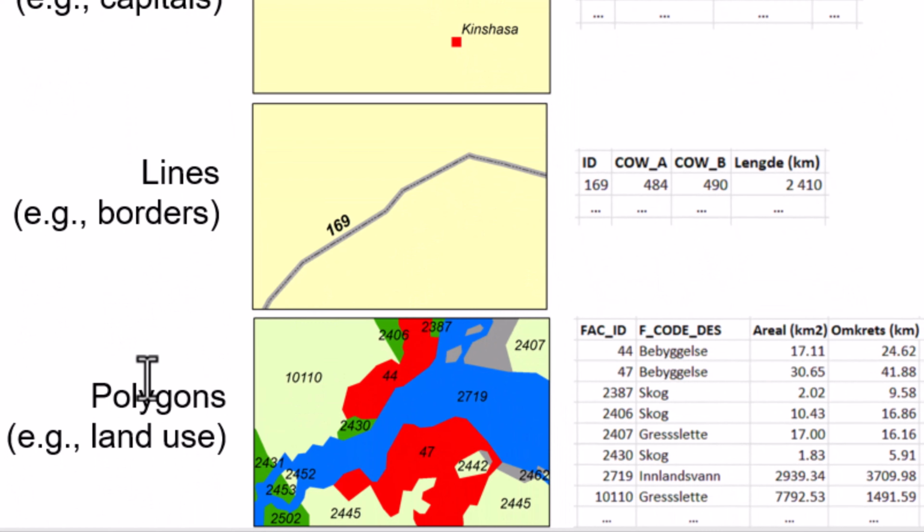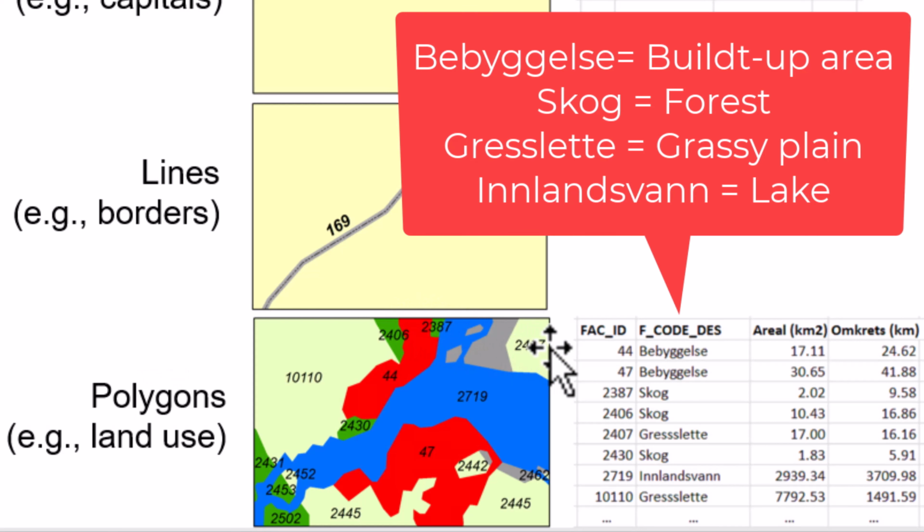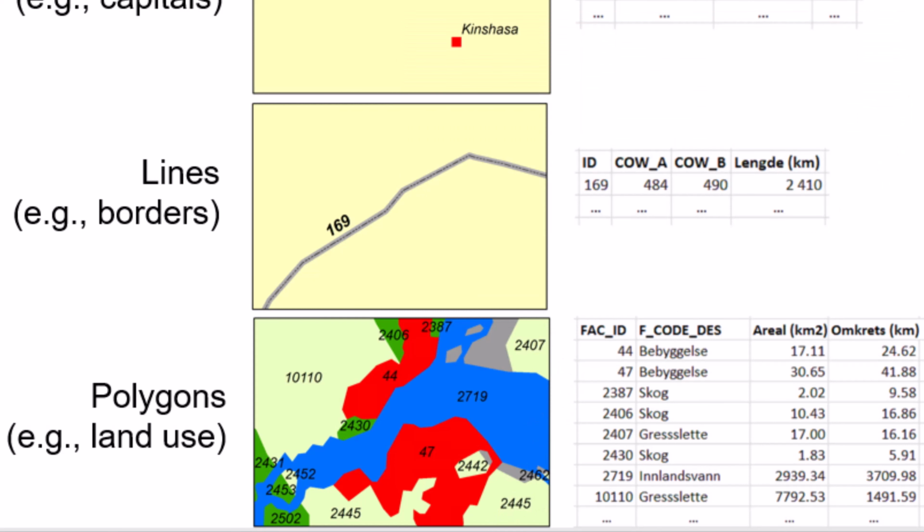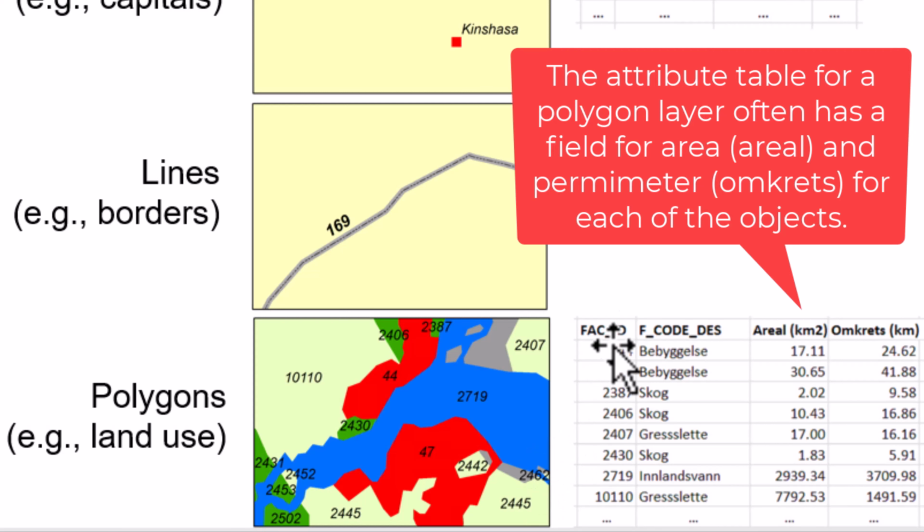An example of a polygon layer is a layer with land use categories, such as built-up area, forest, lakes, etc. We often say that the polygon layer is two-dimensional since it occupies space. The attribute for a polygon layer therefore has a field for the area and one for the perimeter.